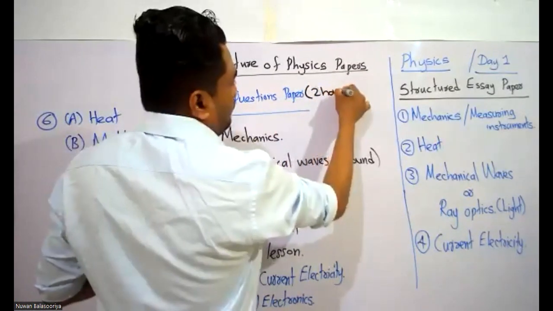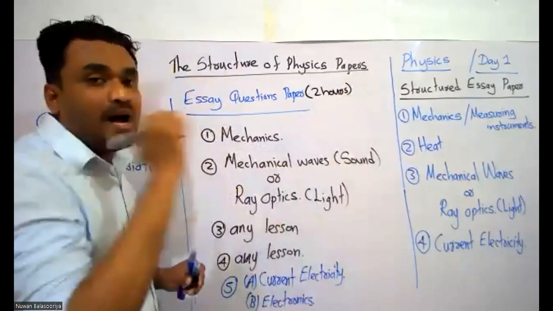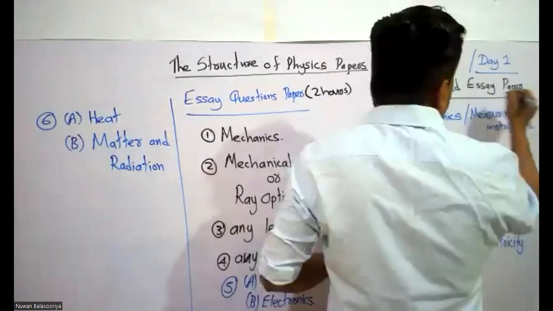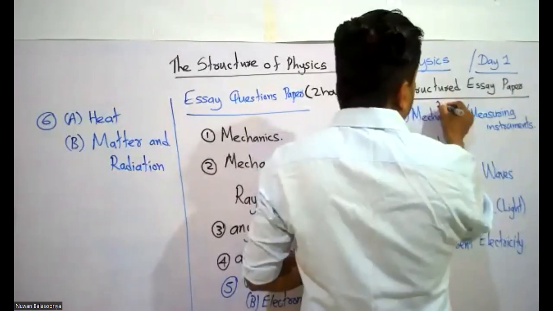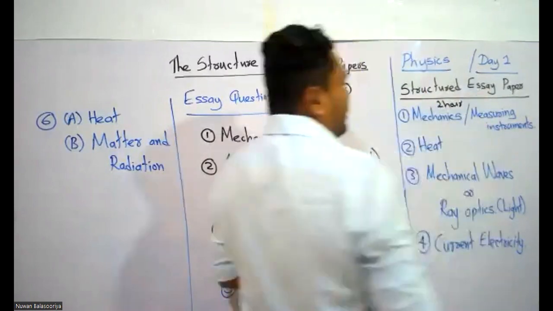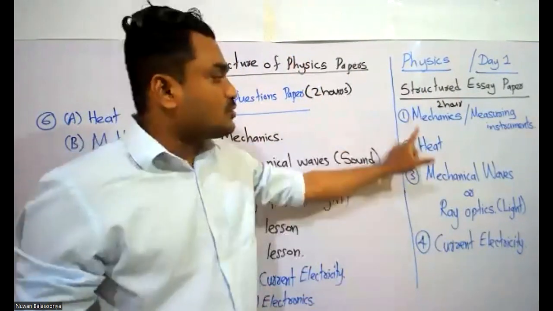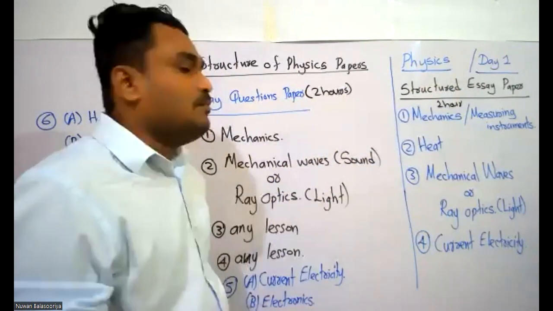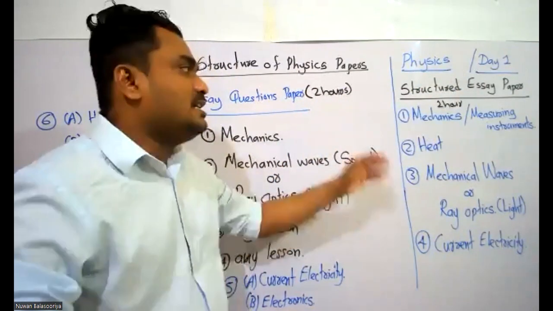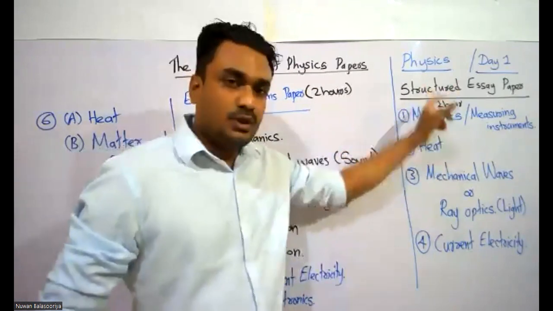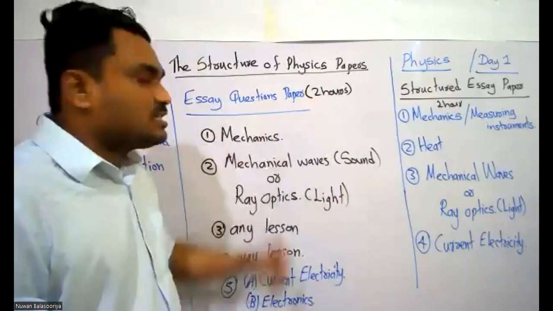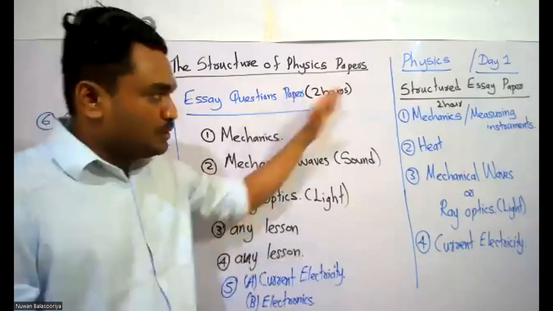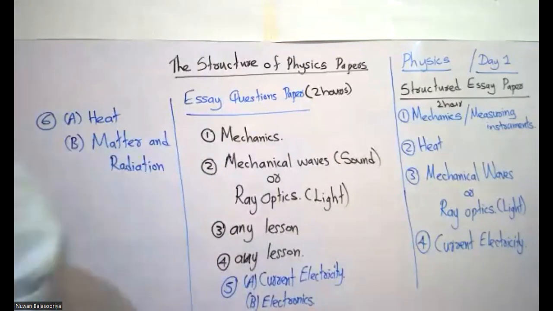2 hours means 30 minutes for one essay question. For the structured essay paper, we should use only 1 hour. 1 hour means 15 minutes for one structured essay question. The time is shared like this: 1 hour for the structured essay paper, 2 hours for the essay questions paper. That's how you want to share the time. If you want, you can mark those time durations also.